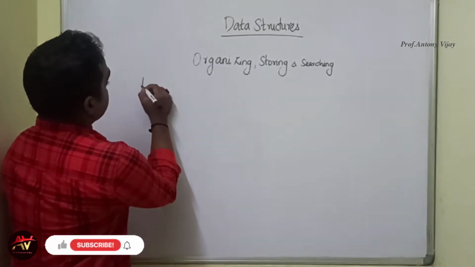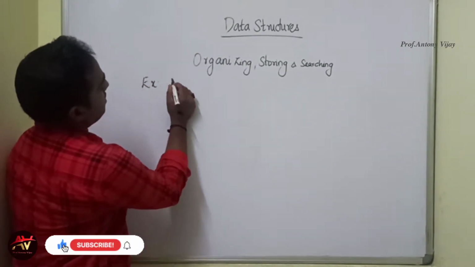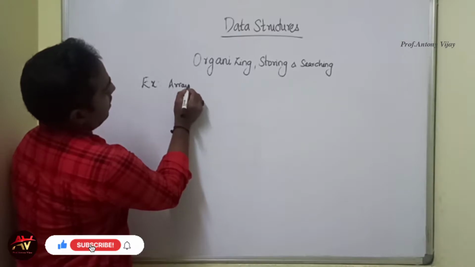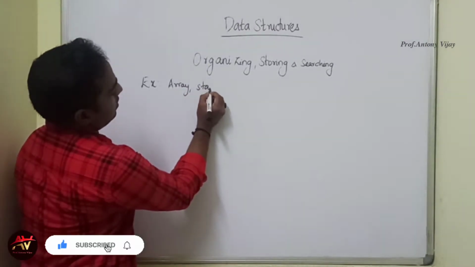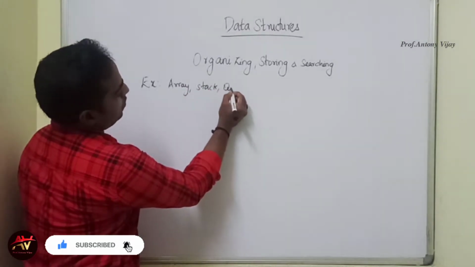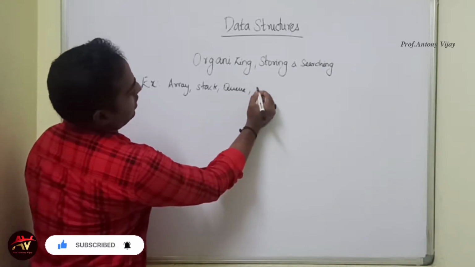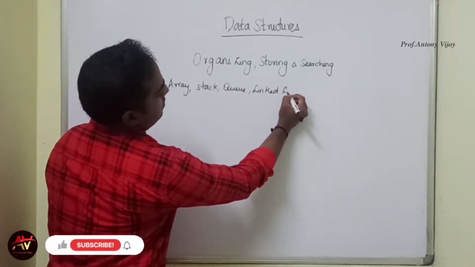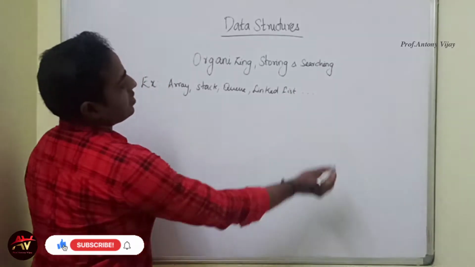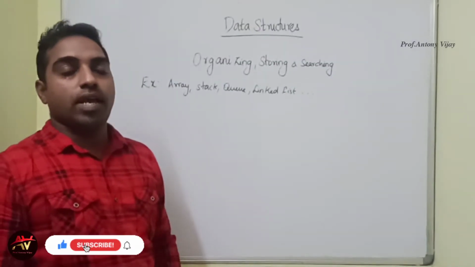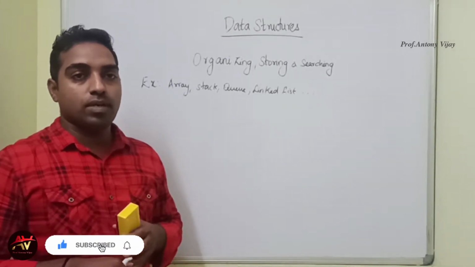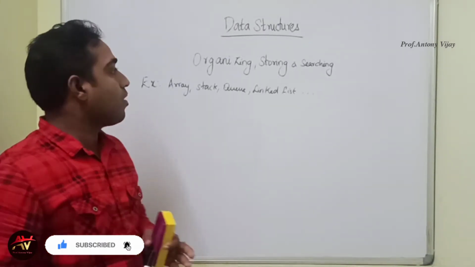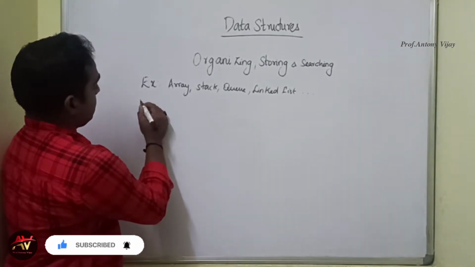Examples of data structures are, we can say array, stack, queue, linked list, and so on. So next we will be going to see about the real-time example of data structure.